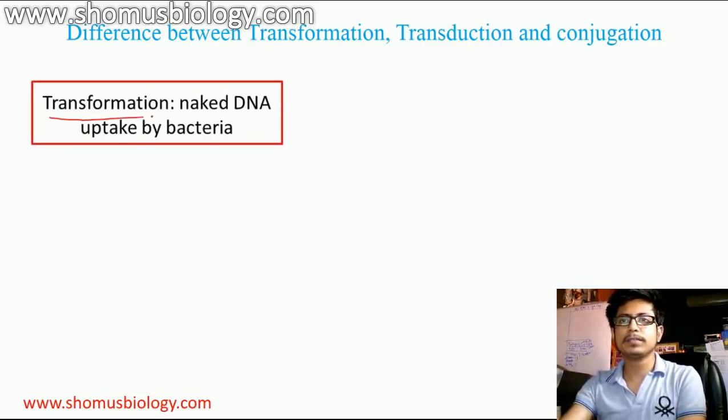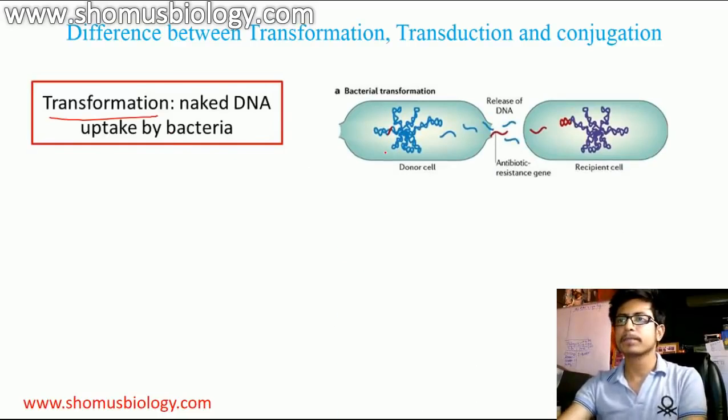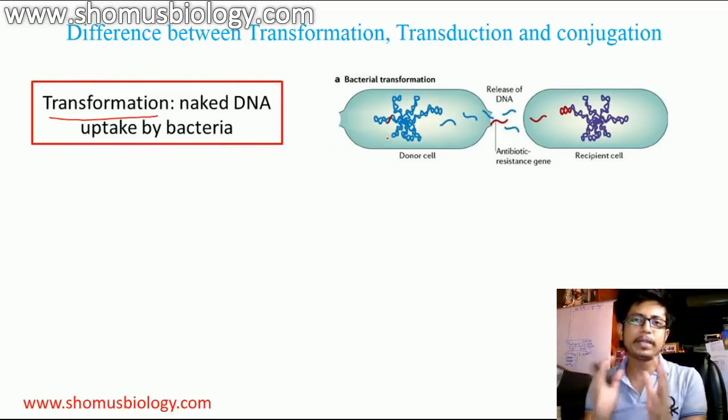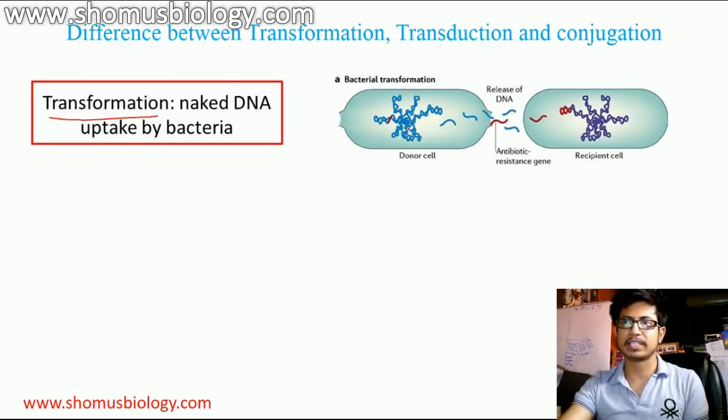First is the transformation, which is the uptake of naked DNA fragments by the bacteria. So this is the example. Normally what happens is when the donor cell starts to die, DNA fragmentation starts to occur inside the bacterial cell. On the verge of apoptosis or cell death, all those DNA fragments start to generate, the chromosomal DNA of the bacteria starts to be degraded, and the cell wall and cell membrane of the bacteria rupture. So soon the environment is filled with fragments of the DNA coming from the donor cell.